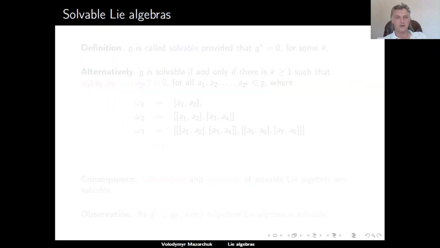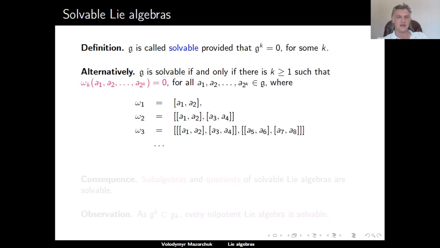So now we are in the position to define solvable Lie algebras. A Lie algebra G is called solvable provided that there is a positive integer k such that the kth derived algebra of G is equal to 0. Alternatively, a Lie algebra G is solvable provided that there is a positive integer k such that the identity omega k is equal to 0 holds in G for an arbitrary choice of elements a1, a2, and so on, a_(2^k). So here the identity omega k is defined recursively as follows.